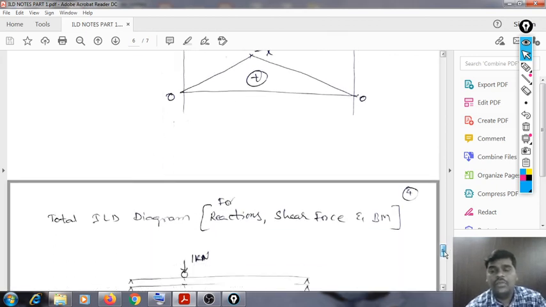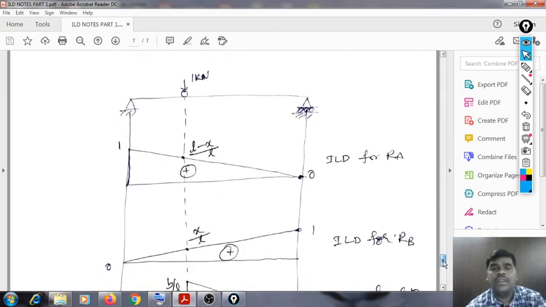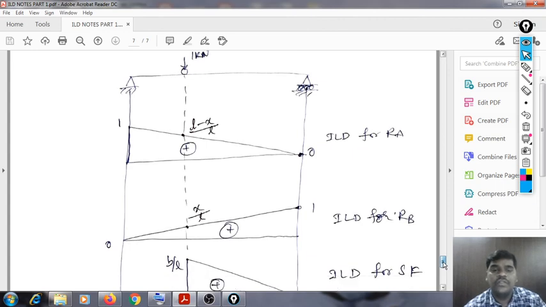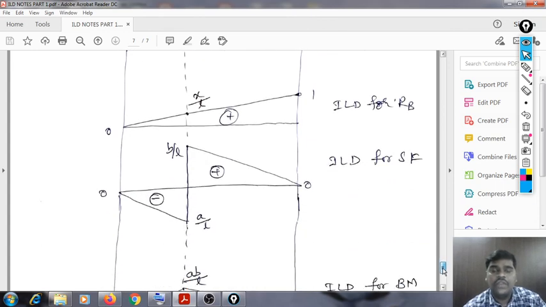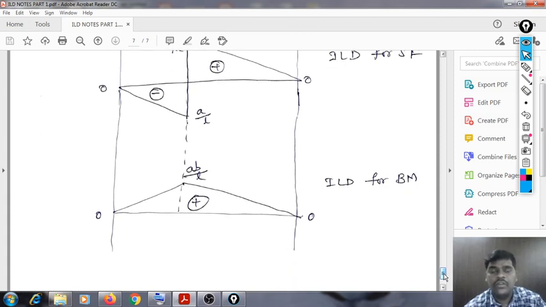And coming to the final figure, we have the total influence line diagram. If it is for reaction RA, simply put it as 1 there, and if it is for RB, it is like that. For shear force and also for bending moment, it will be in that manner, AB by L.